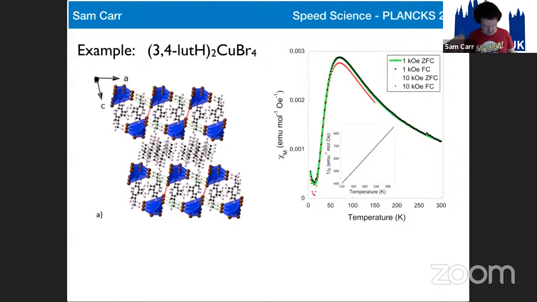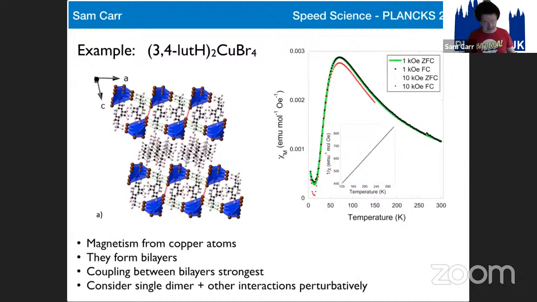So we think about it, that the magnetism comes from the copper atoms, and you can't see it from this picture, but speaking to the chemists and the people who actually look at these structures, the copper atoms form bilayers. Now, the coupling between the bilayers is the strongest one. So actually what you can then do is say, suppose that's the only coupling there is. So basically there's a copper atom at the top bilayer and a copper atom at the bottom bilayer. So you've got two atoms. Out of this horrible mess, I've got two atoms. I can solve that. I can write down equations for it.